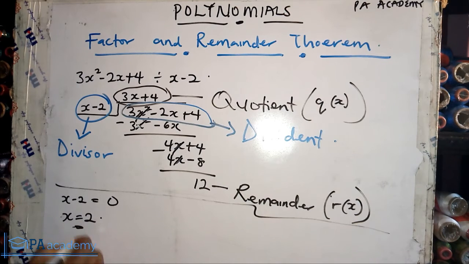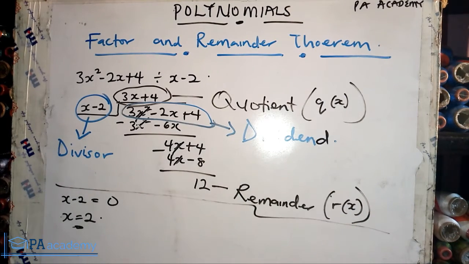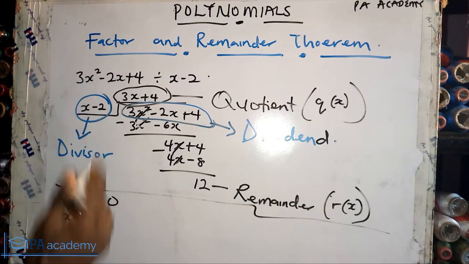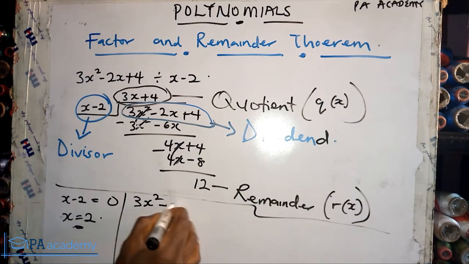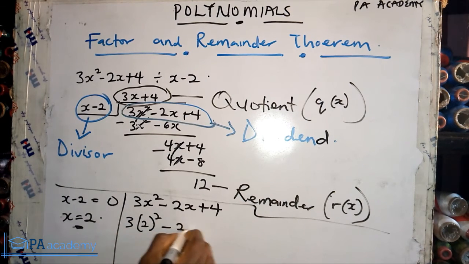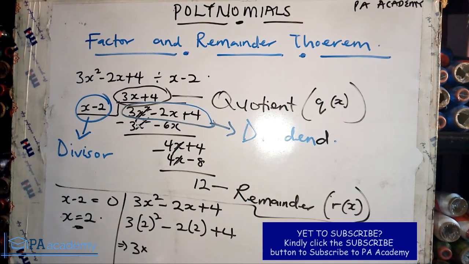Now that we have gotten our x to be 2, we are going to put the value of x, which is 2, into the dividend. This is the dividend. So you are going to put the value of x into 3x squared minus 2x plus 4. So let's do that. So if you're having 3x squared minus 2x plus 4, now let's substitute, let's put 2 in place of x. So you're going to be having 3 into brackets 2 squared minus 2 into brackets 2 plus 4. So that will be 3 times, so 2 raised to the power 2, that's 4. 4 minus 2 times 2, 4, plus 4.